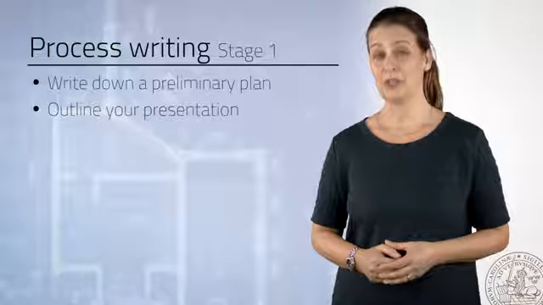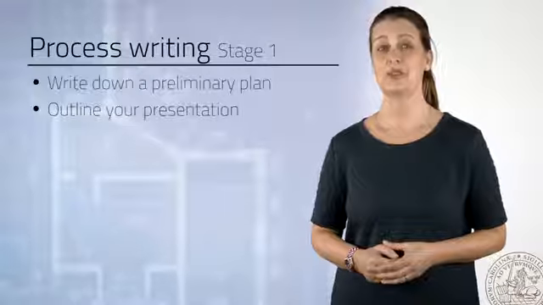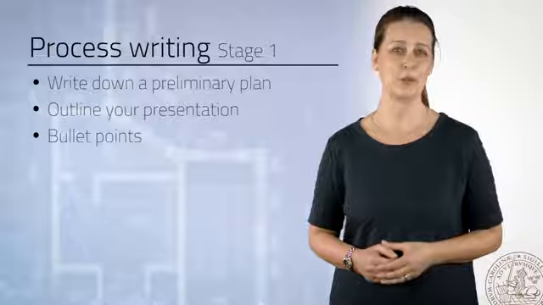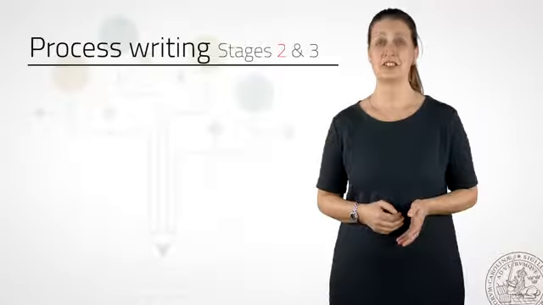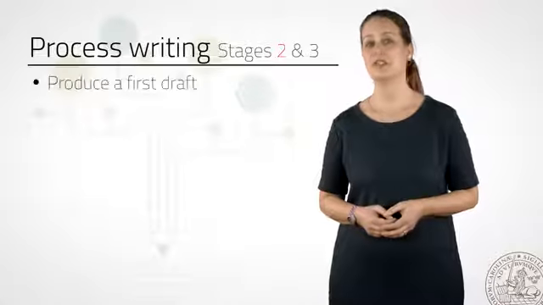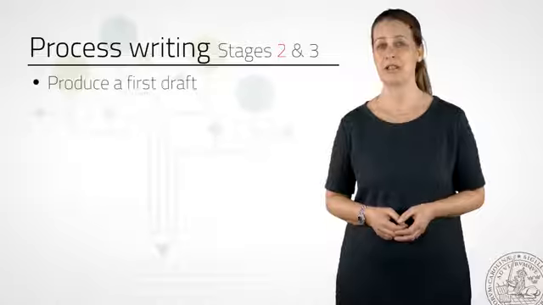Depending on what works for you, such initial writing can be done with bullet points or in the form of a mind map. This tentative plan will then serve as a roadmap for your writing, so the second step in the writing process is to produce a first draft based on your blueprint plan.